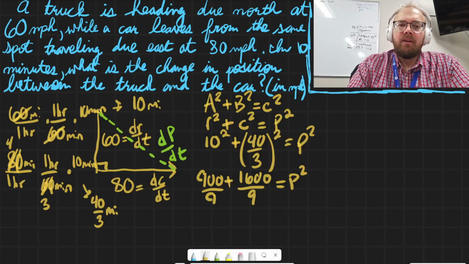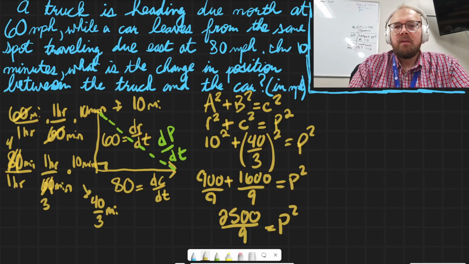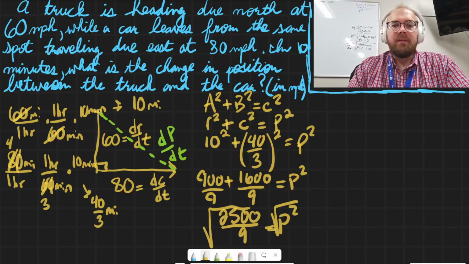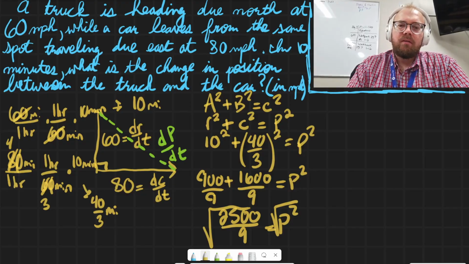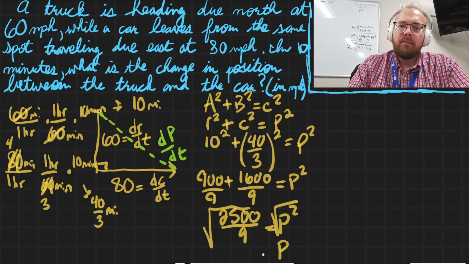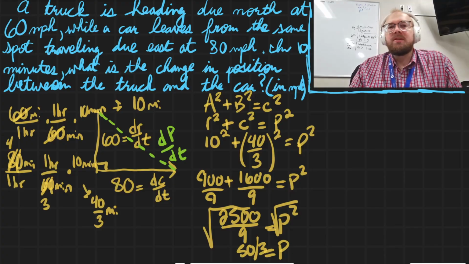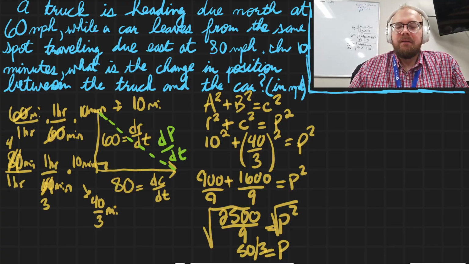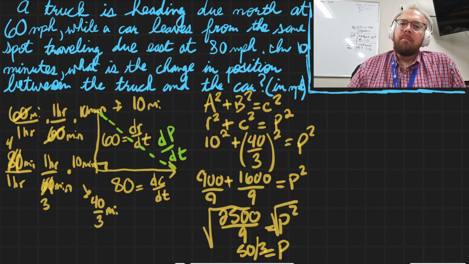900 plus 1600 is 2500 over 9 equal to p squared. Then we can square root both sides. So the position between the car and the truck is going to be the square root of 2500, so 50, over the square root of 9, which is 3. So the position between the car and the truck is 50 over 3 miles.